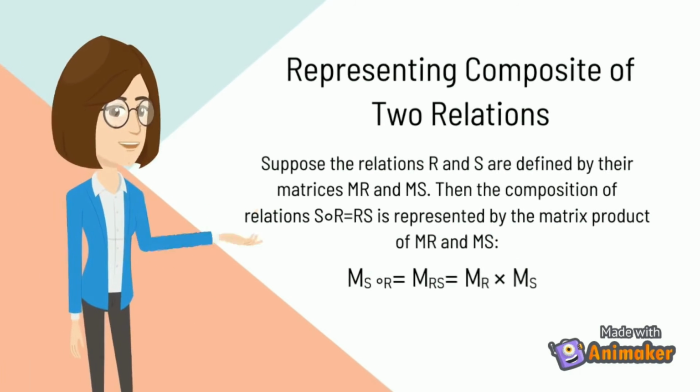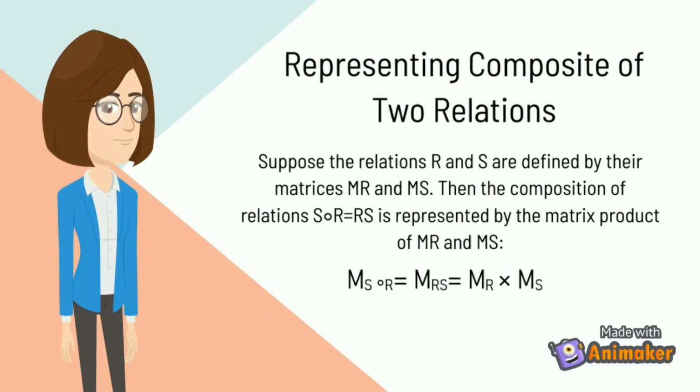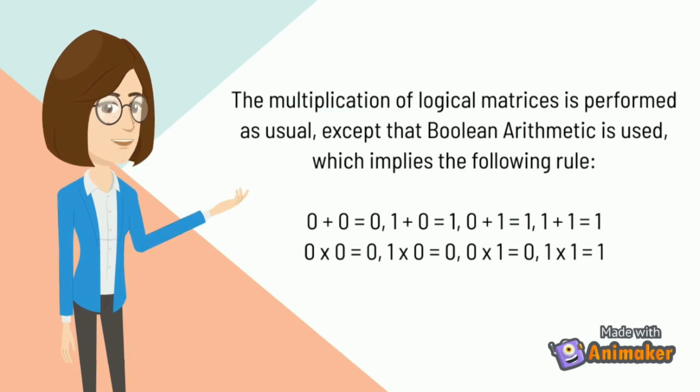How do we represent the composite of two relations? Suppose the relations R and S are defined by their matrices. The composition of these two relations is denoted by S∘R, and it is actually represented by the product of matrix R and matrix S. Like we discussed earlier, the multiplication of logical matrices is performed as usual, except that Boolean arithmetic is used, which implies the following rule.